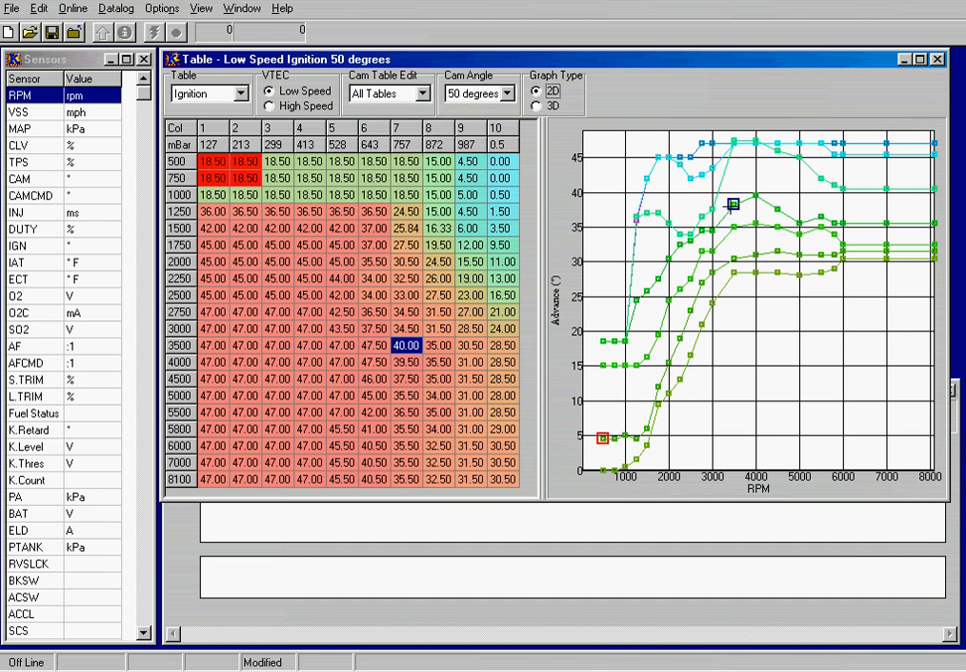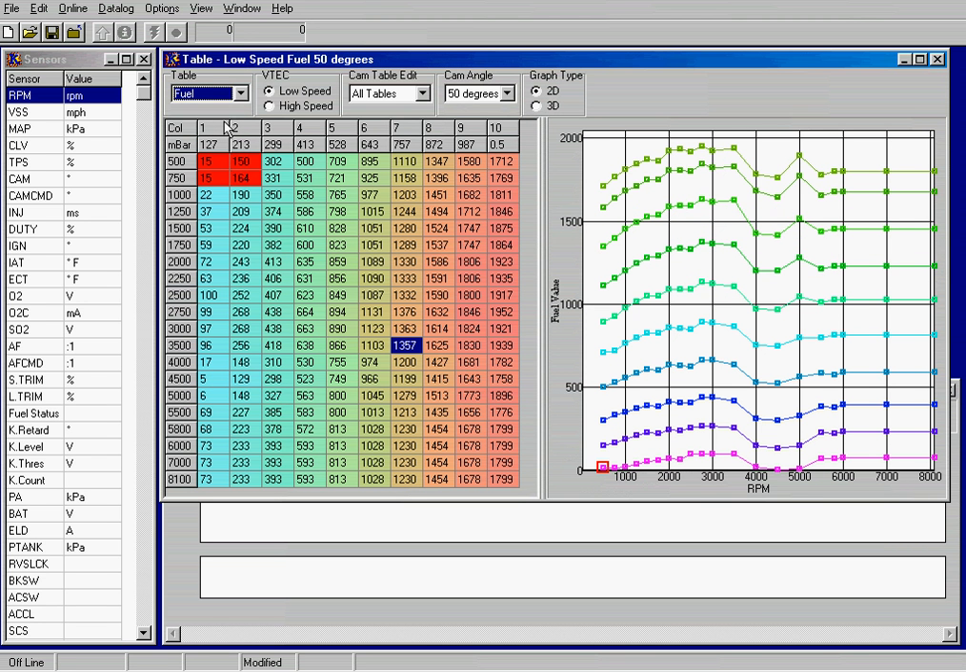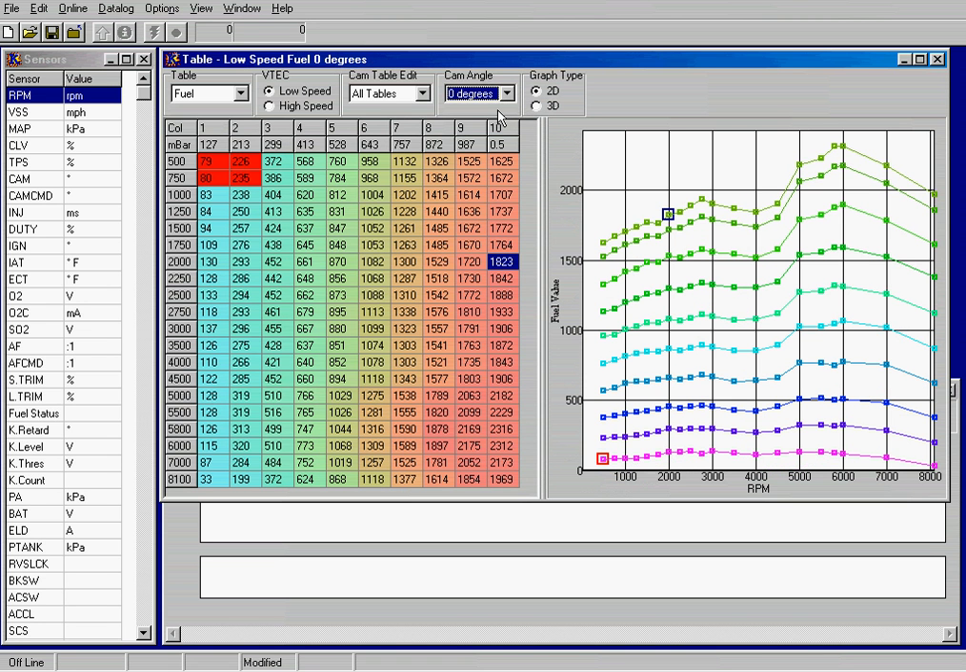Let's have a look at fuel. In the same way, fuel varies from low cam to high cam. At 50 degrees, let's say at 2000 RPM on the low cam, we have around 1900 units of fuel. And at the 0 degree map, we have 1800. So there's a small difference at that point there.